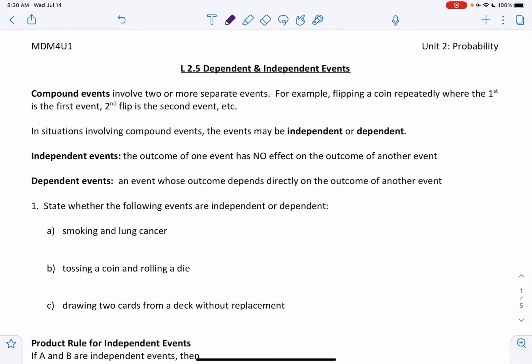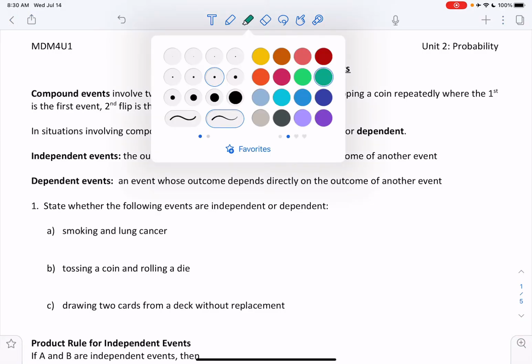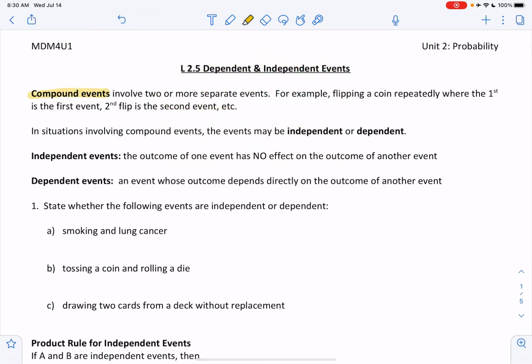For this lesson, we're going to be discussing dependent and independent events. So let's start with a few definitions. First, a compound event. Compound events involve two or more separate events. For example, if we're flipping a coin repeatedly, the first flip is the first event, then the second flip is the second event, etc. Now, if I'm looking at the probabilities of what's happening with multiple events, we call this a compound event. In situations that involve these kinds of compound events, these events may be independent or dependent.